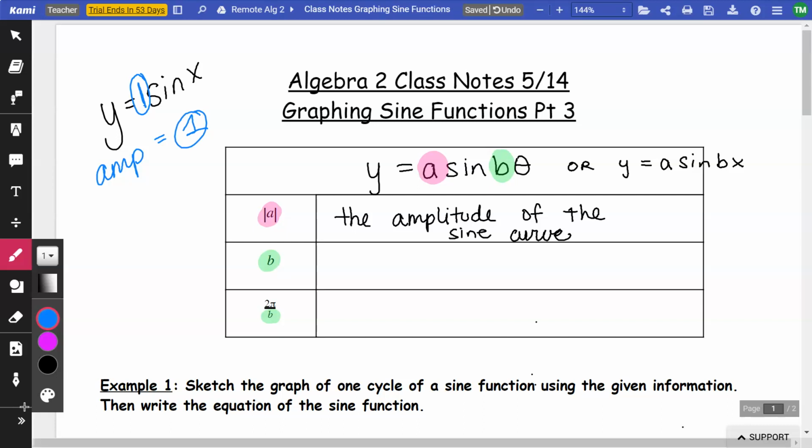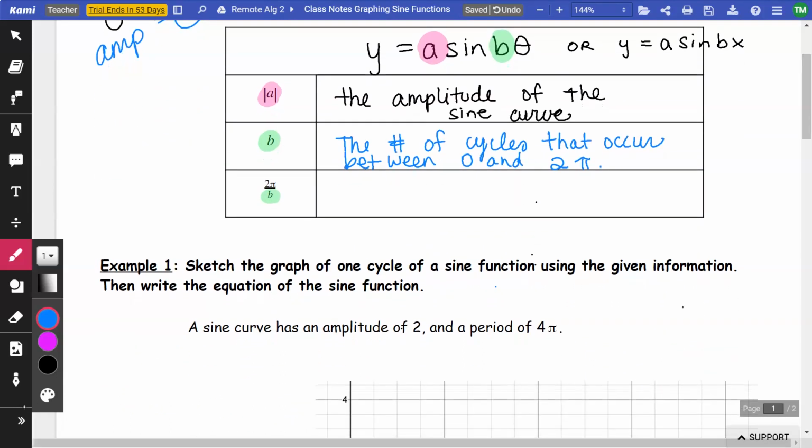So then b, the value of b, whatever's being multiplied directly to theta within the sine function, what you're taking the sine of, b is the number of cycles that occur between 0 and 2 pi. So the number of cycles that occur between 0 and 2 pi. And we'll talk more about what that means in just a little bit.